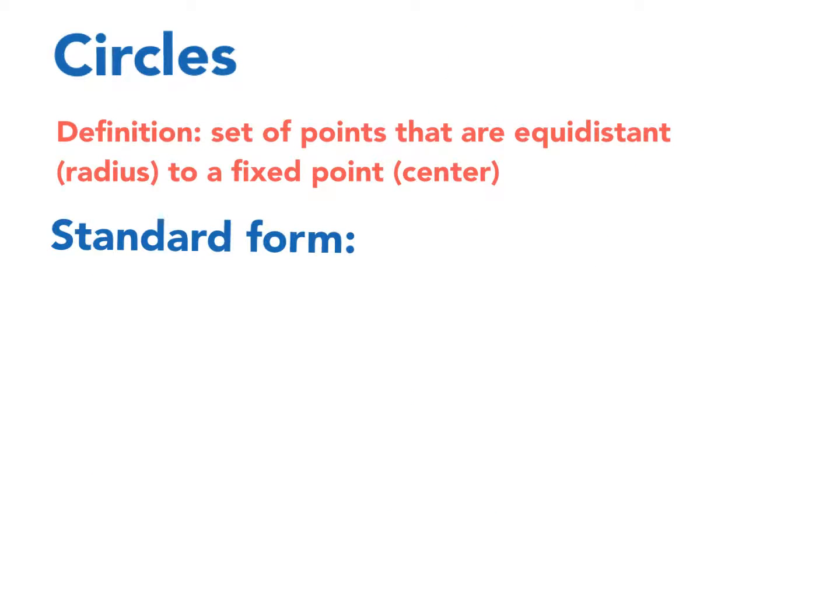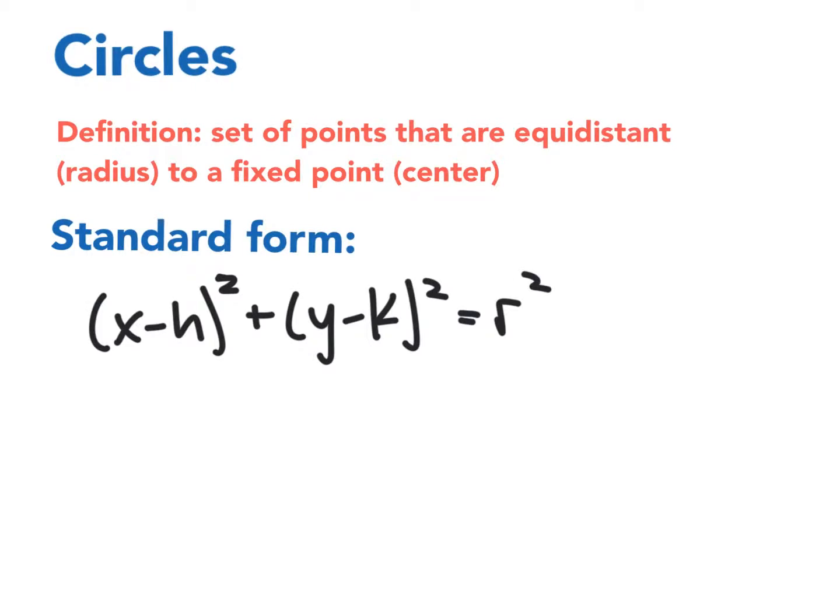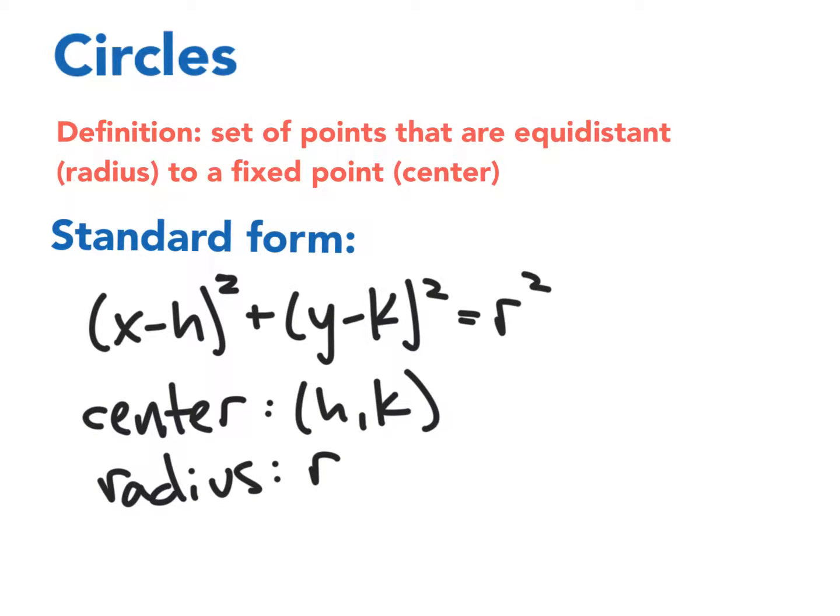All right, so the definition of a circle is the set of points that are equidistant, just a radius, to a fixed point, the center. Standard form is x minus h squared plus y minus k squared equals r squared. And this has a center at h, k and a radius equal to r.